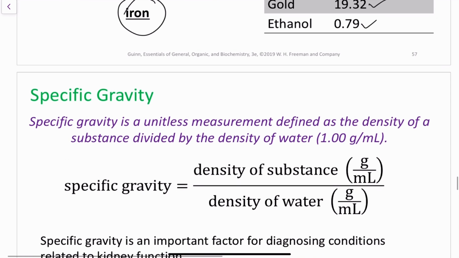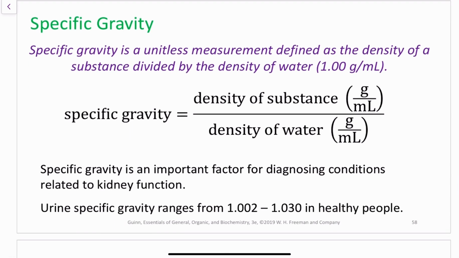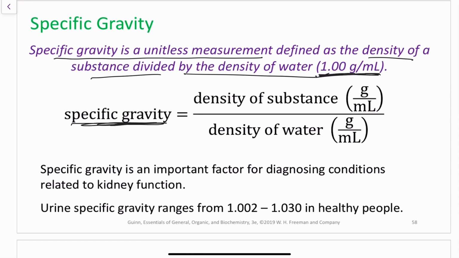Okay. Now let's talk about the specific gravity. Another term, specific gravity, is a unitless measurement defined as the density of the substance divided by the density of water, and we know the density of water is 1 gram per ml, right? This is constant at 25 degrees Celsius. So specific gravity is nothing but the division of the density of that particular substance that we are talking about in grams per ml divided by the density of the water, which is grams per ml.